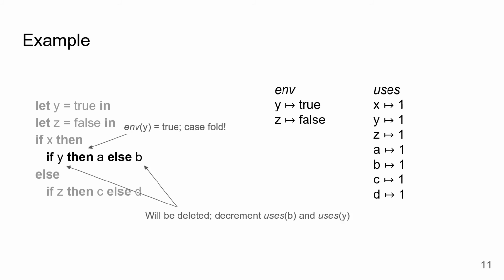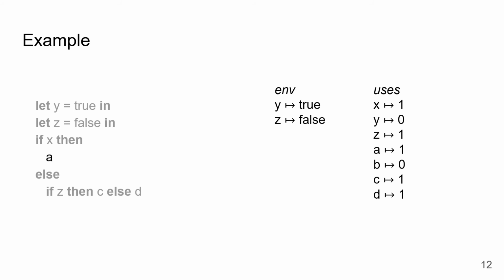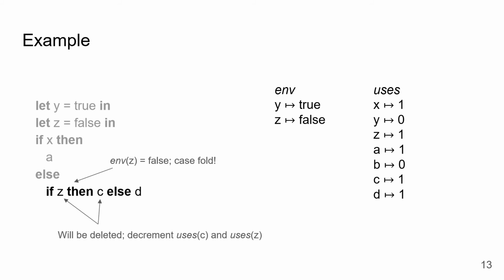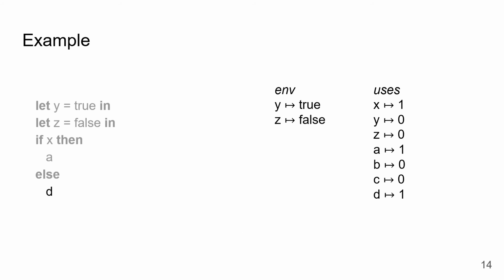In doing so, we'll be deleting occurrences of variables b and y, and so their use counts will have to be decremented from 1 to 0. Something similar occurs in the recursive call on the else branch. We encounter an if-then-else scrutinizing z, and when we look up z in the environment, we find that it's bound to false. So we can perform case folding, replacing this if-then-else by its else branch d. In doing so, we'll be deleting occurrences of variables z and c, and so we have to decrement their use counts. Now, after decrementing various use counts, certain variables are dead, and we will discover this as we return from recursive calls on the way back up.